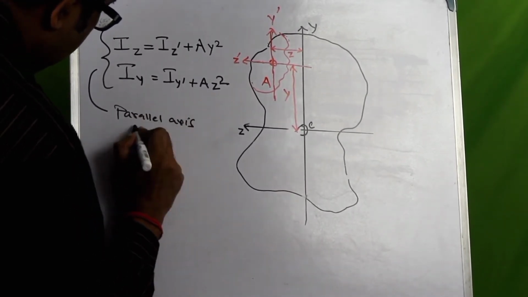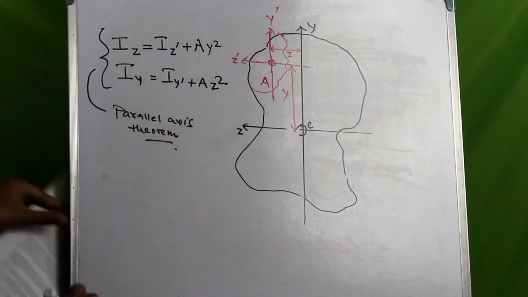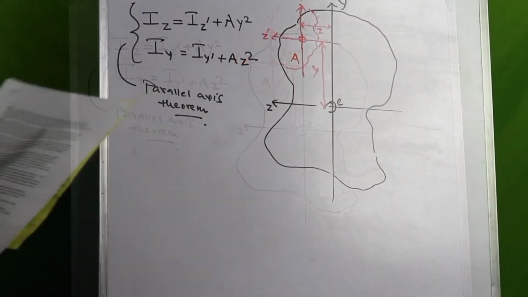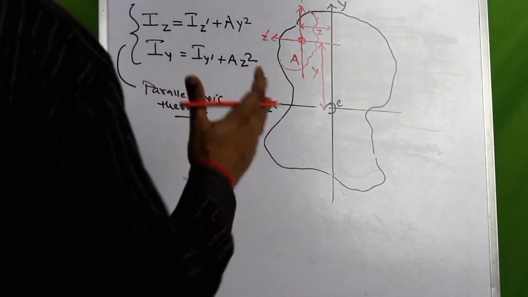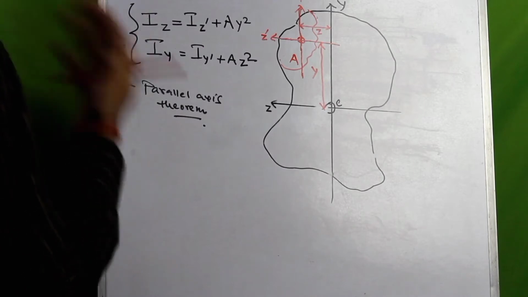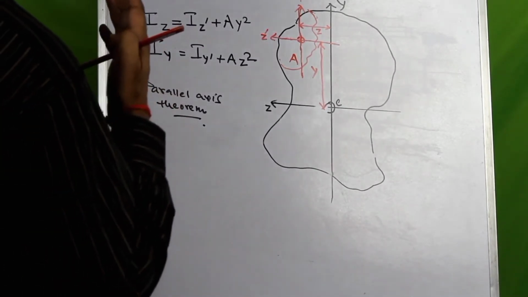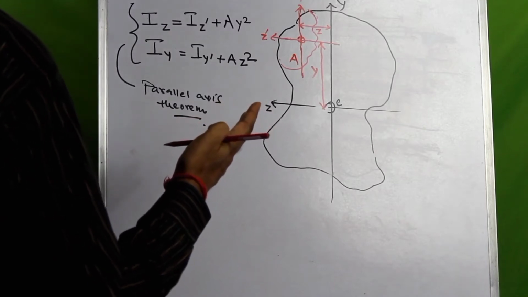Now we will use this parallel axis theorem to solve a couple of problems. In the last session we spoke about section bending in the plane of symmetry. I just want to emphasize that the parallel axis theorem is valid for any general cross section shape as well.